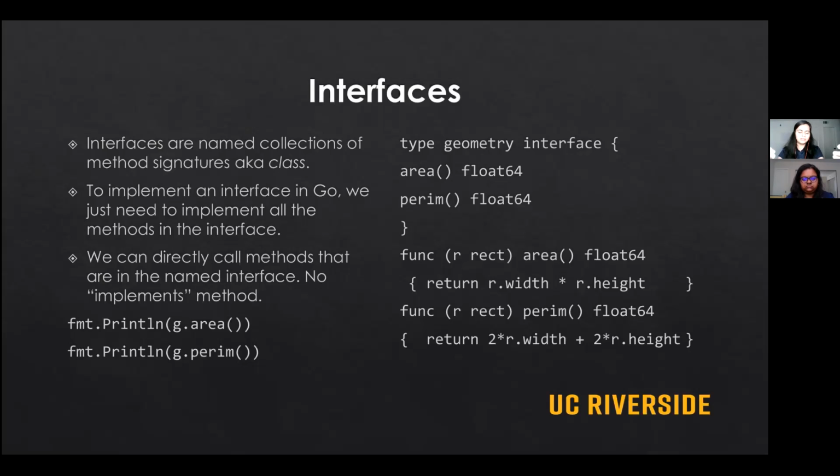And we can directly call methods in the named interface. No implements method means that in many languages you have to specify what the class implements from the parent class or the actual class. We do not have any such declaration, since the possibilities are actually reduced in this case. We directly call g.area, g.perimeter, directly by its name. So there is no implements method here.